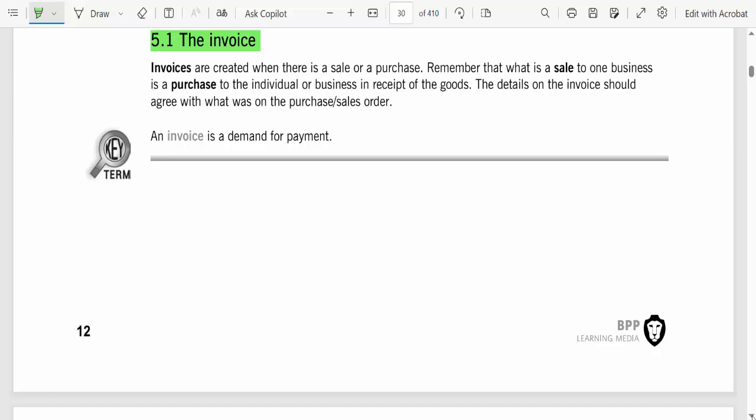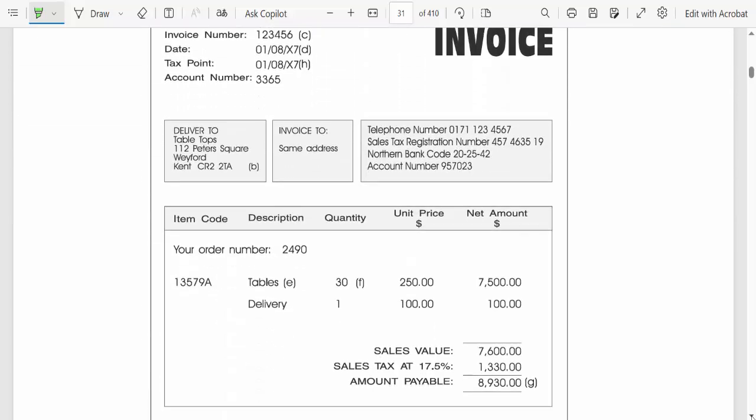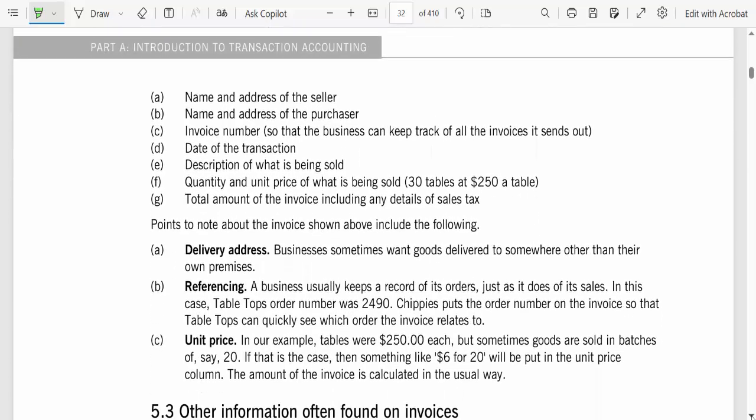Invoices are created whenever a transaction takes place where payment is due, whether immediately or within a specified time. What is considered a sale for one business is viewed as a purchase for the buyer, meaning both sides have different records but for the same transaction. An invoice typically includes detailed information about the items sold or services rendered, the agreed upon prices, any additional charges or taxes, and the total amount the buyer needs to pay.